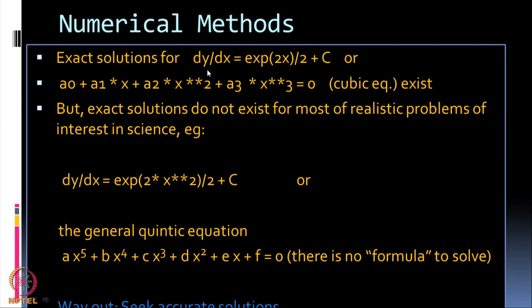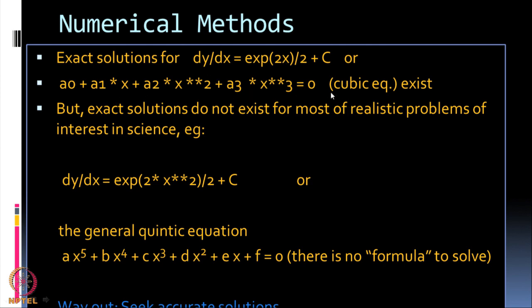One is this differential equation, dy by dx is equal to exponential of 2x by 2 plus c. This is a differential equation and it has a solution. You can integrate exponential of 2x easily and you will get a value. So, you have an exact integral as a solution to this differential equation.